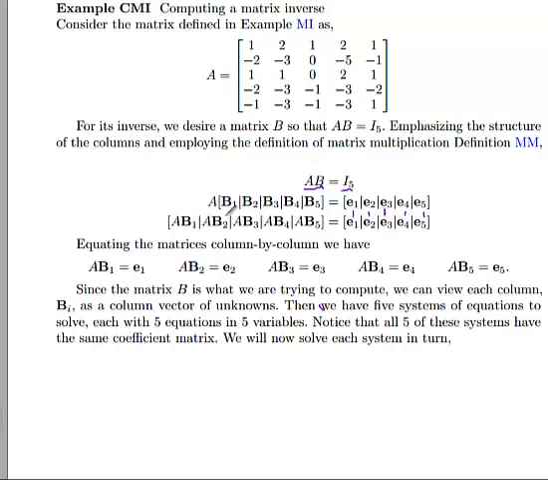So each of these columns gives us an equation. A times the first column of B must be the first column of the identity matrix. A times the second column of B must be the second column, and so on down the line. So here we have 5 equations to solve.